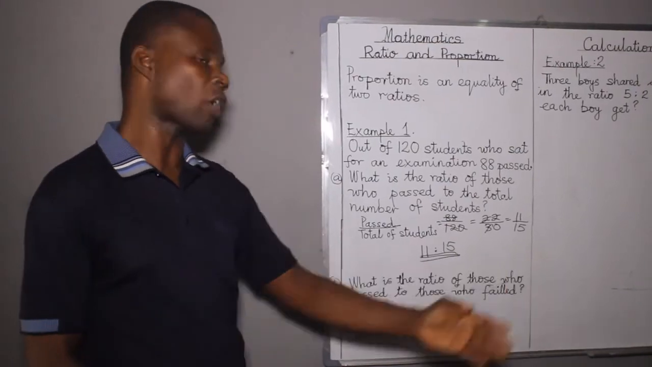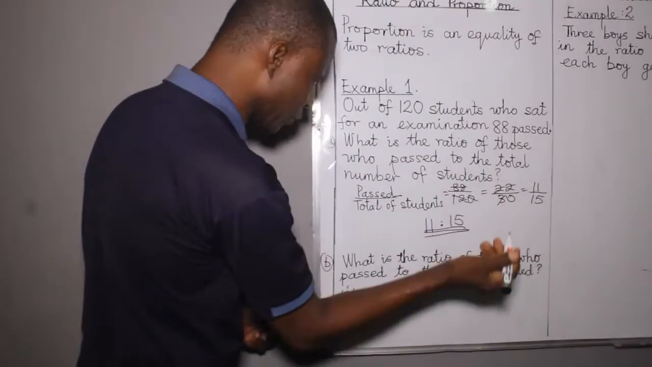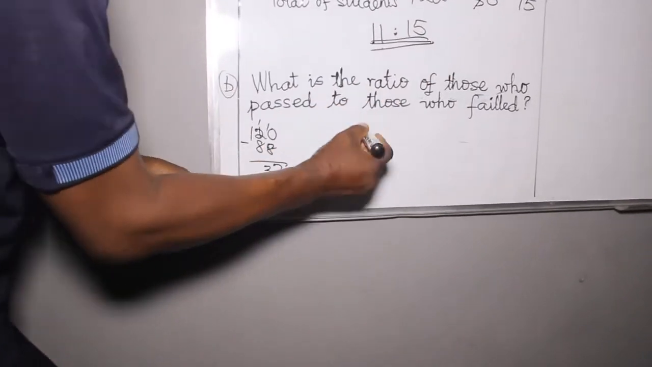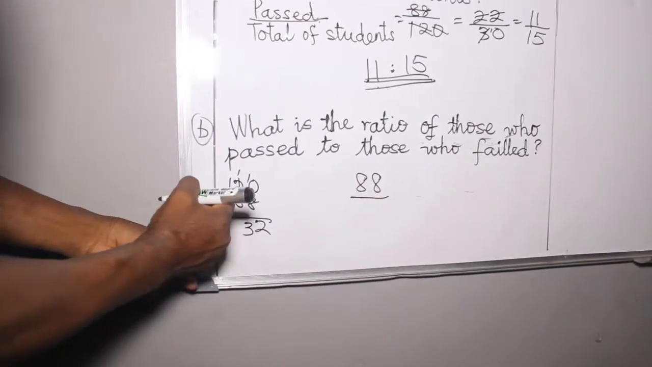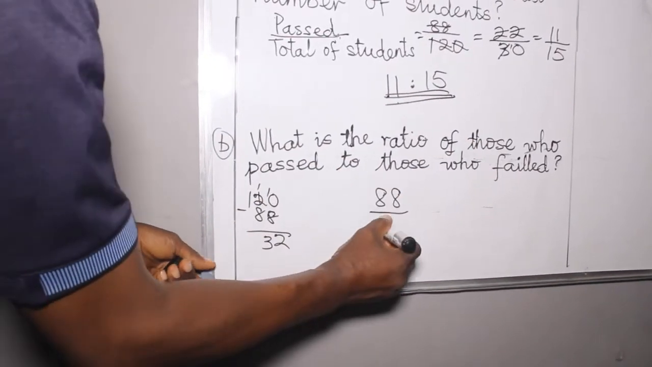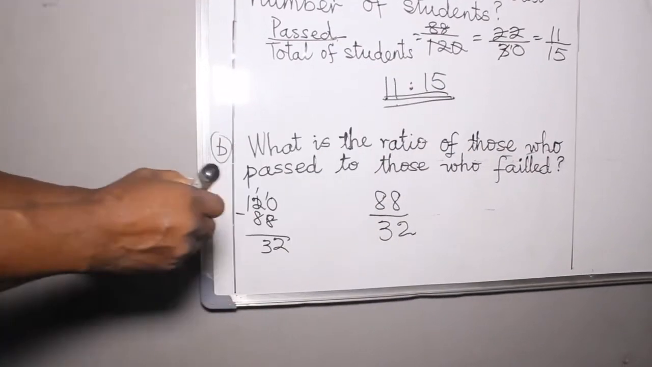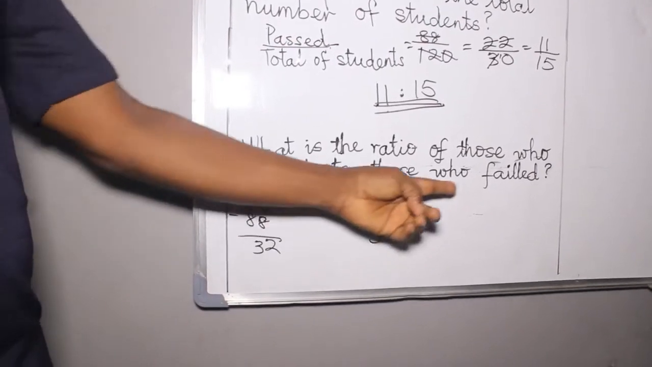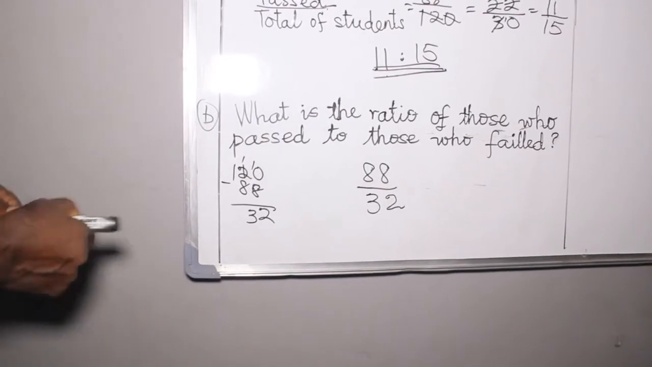So in ratio form now, you can put it in fraction, or you put directly in ratio. Let's say we start with fraction form. And this gives the ratio of those who passed, 88, is to those that failed, and that is equal to 32. So follow the question. The first one stands as the numerator, and the denominator is the second one, based on the way it's arranged in the question.